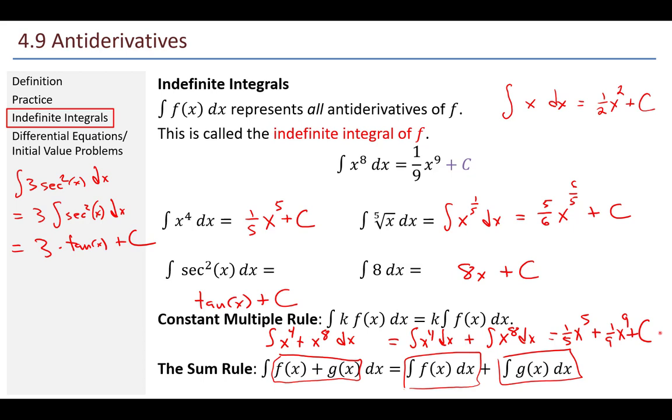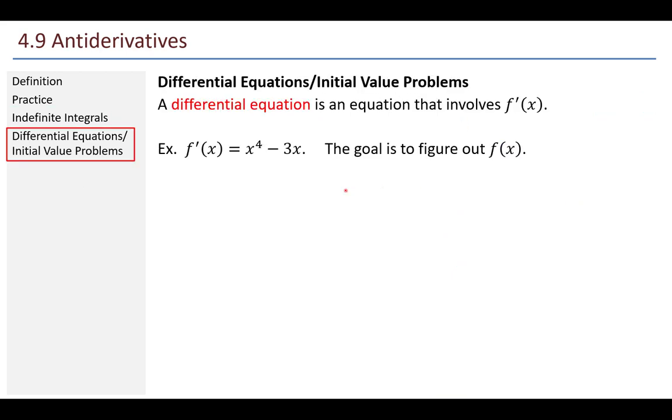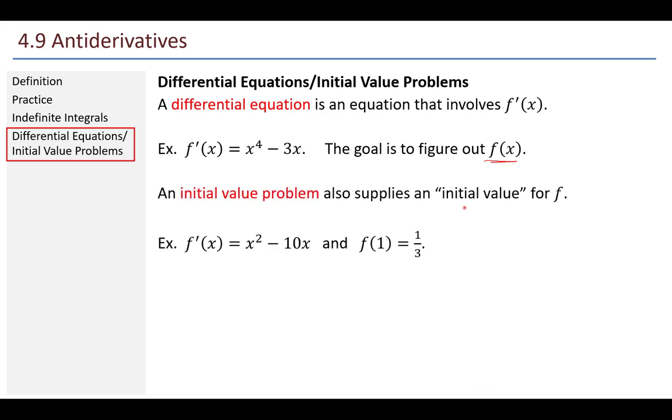All right, last big idea in this section, differential equations and initial value problems. A differential equation is an equation that involves the derivative f prime of x. So here is a very simple example of a differential equation. f prime of x equals x to the 4 minus 3x. The goal in differential equations is to figure out what is the original f that took place in there. So a related problem is called an initial value problem. Not only do we have a differential equation, but also we have an initial value. So we have a differential equation and the value of my function f at some particular point.